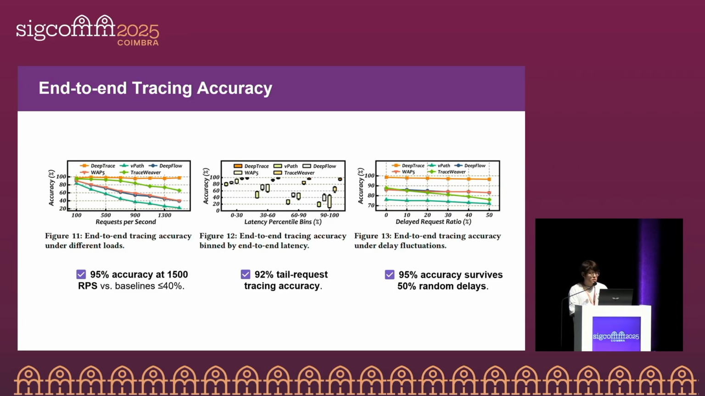Our testbed results also show that DeepTrace maintains a tracing accuracy of over 95% even under high concurrency at 1,500 RPS in the testbed. Furthermore, it achieves an accuracy of 92% for requests with tail latency. Since DeepTrace relies on request content for correlation, it maintains an accuracy rate of 95% even when random request processing delays occur.